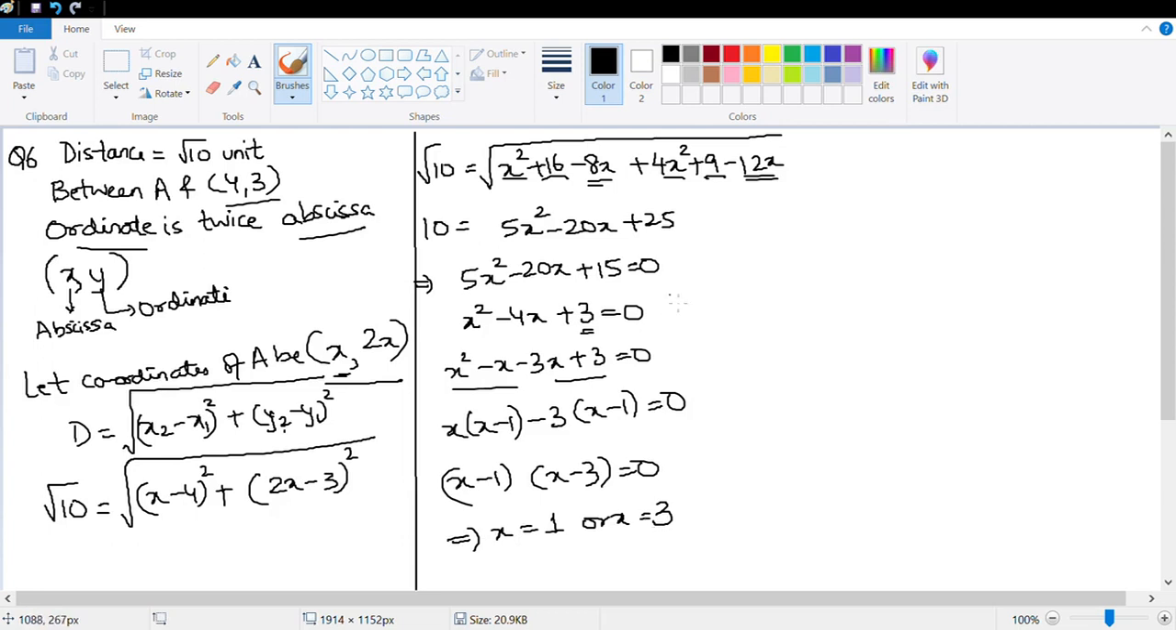What else is given? No other conditions are given, so we need to find the point. Therefore, the point is (x, 2x), which means if x is equal to 1, then 2x will be equal to 2, or if x is equal to 3, then 2x will be equal to 6. So the point is either (1, 2) or (3, 6). Let's move on and solve the next question, which is question number 8.